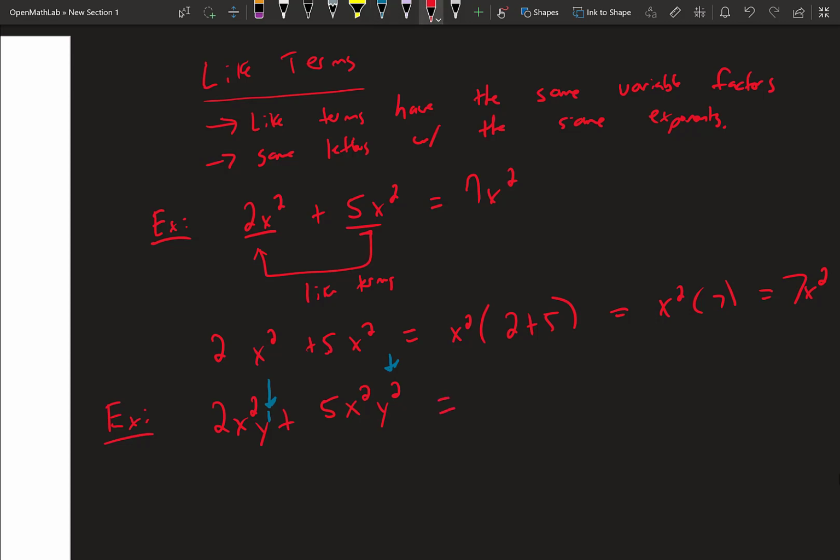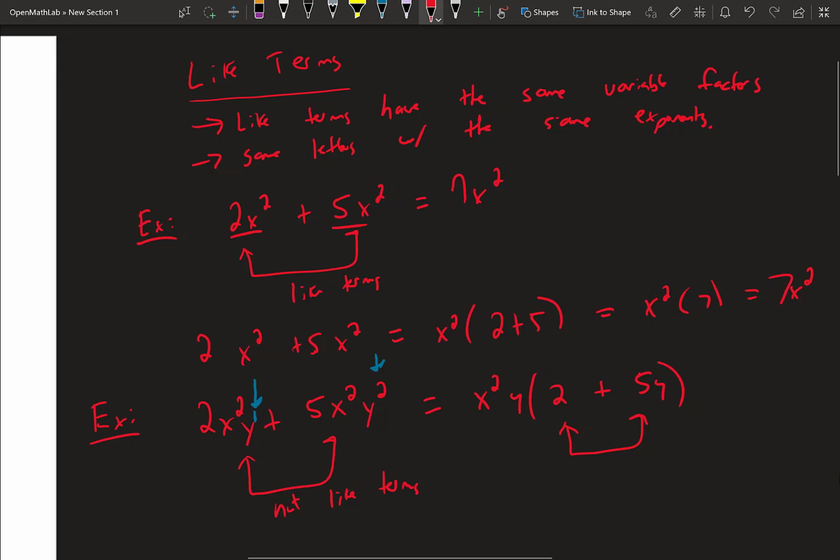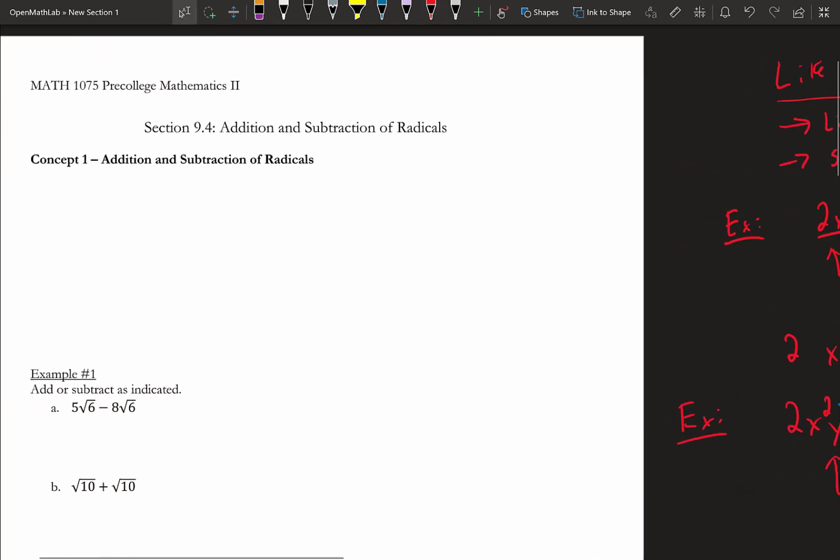So to easily show this with factoring, what we could factor out of everything would be x squared y. Then what you would have left in the first term would just be 2, plus, in the second, 5y, because we need that extra y to make it y squared. So notice that these two things I can't add together. In other words, these are not like terms. So that's just a quick refresher on like and unlike terms for polynomials.